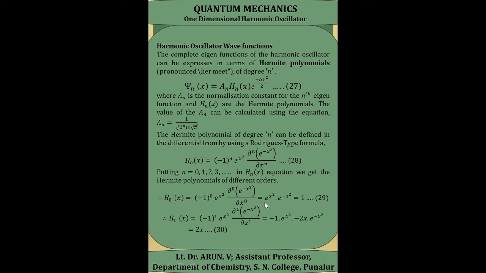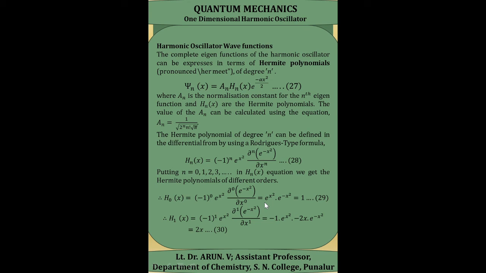The value of An can be calculated using the equation. It is a normalization constant, and the value of the normalization constant An is equal to 1 by root of 2 raised to n factorial into root pi.